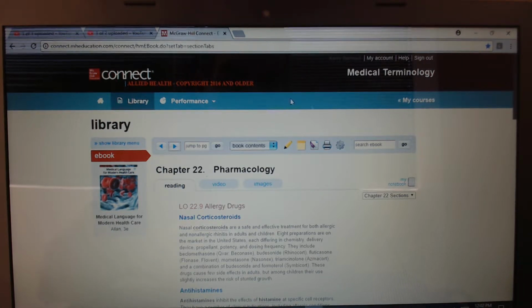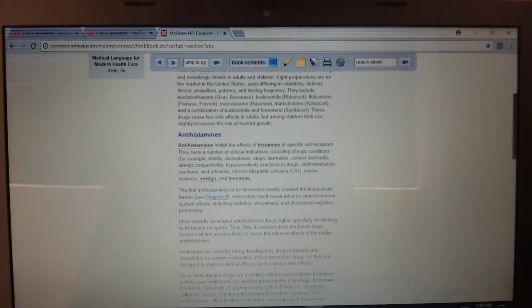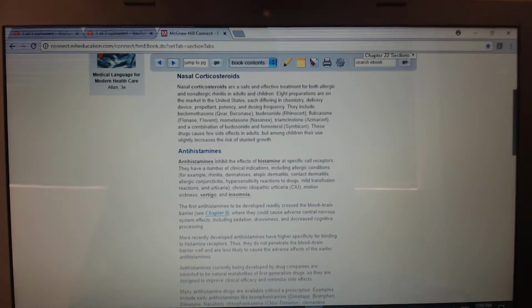Now we're going to get into medications for specific problems, and the first one are allergy drugs. Corticosteroids are a safe and effective treatment for both allergic and non-allergic rhinitis in adults and children.